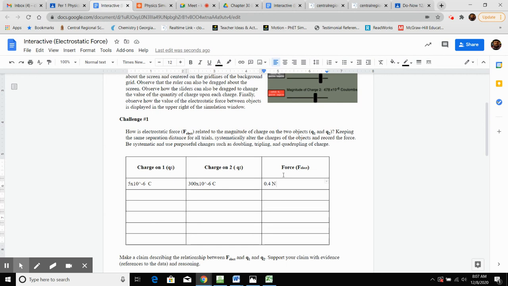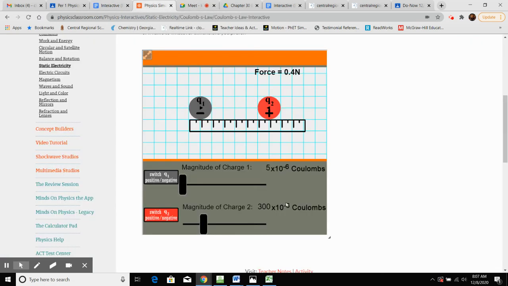So they wanted you to be systematic and purposeful, to make systematic and purposeful changes such as doubling, tripling, quadrupling, etc. So then you guys would go, okay, and I would maybe leave charge 2 alone for a second and try and get this thing to double.